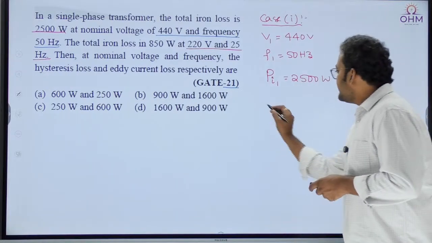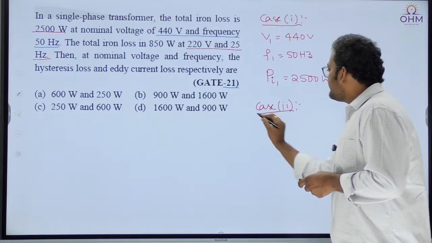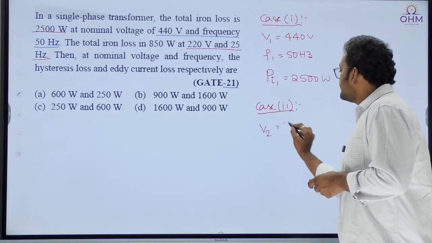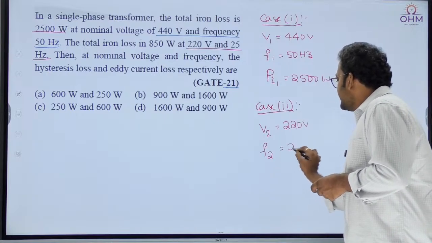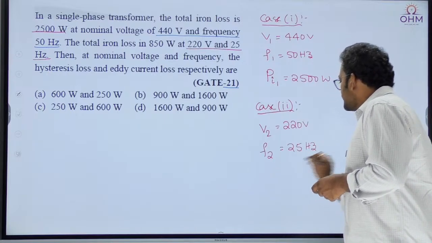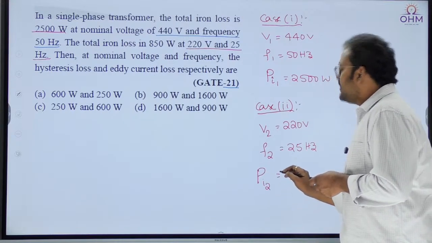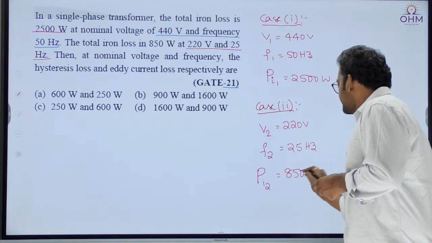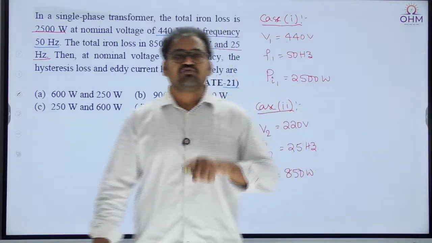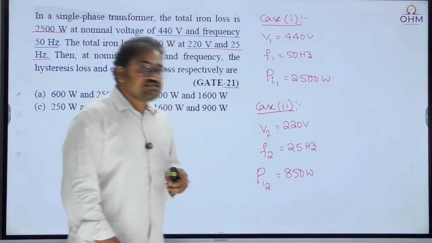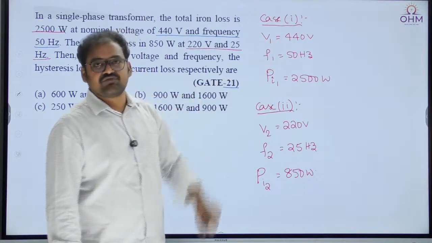Next, in case number 2, voltage and frequency were modified. What is the voltage now? 220 volt and the frequency was 25 hertz. So the total iron loss in the second case was equal to 850 watt. Now using these two cases, we have to find out what is hysteresis loss and eddy current loss in a nominal case, that is case number 1.